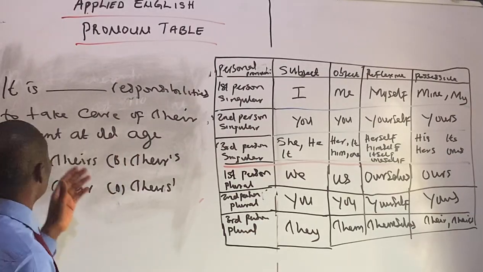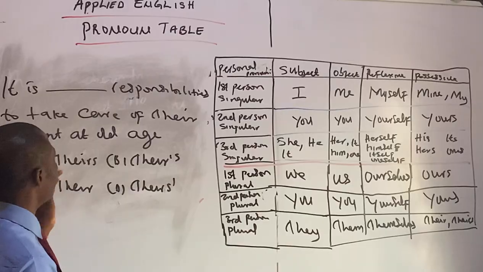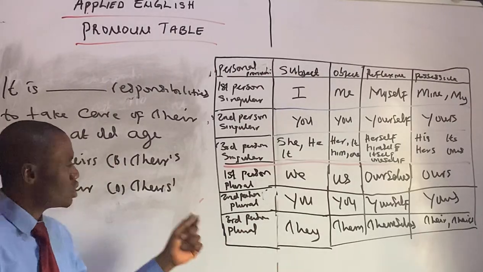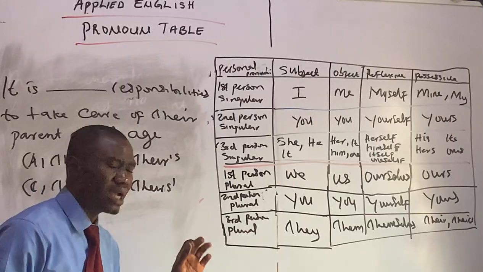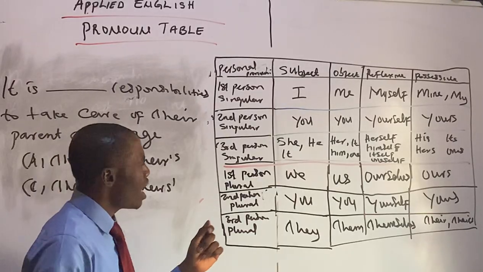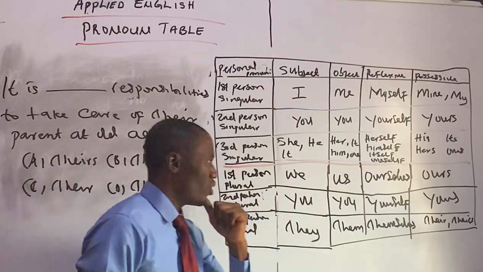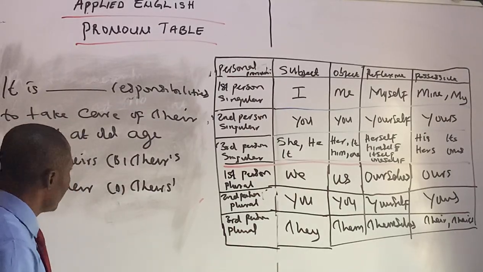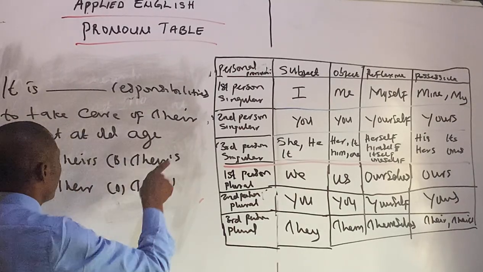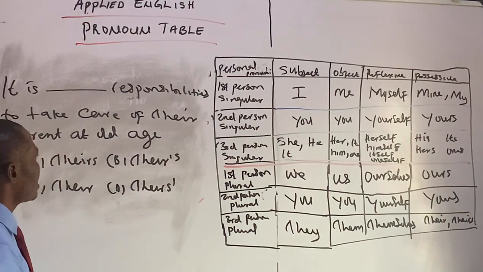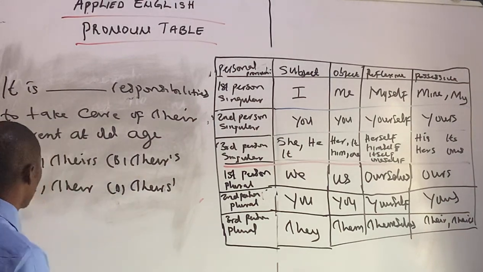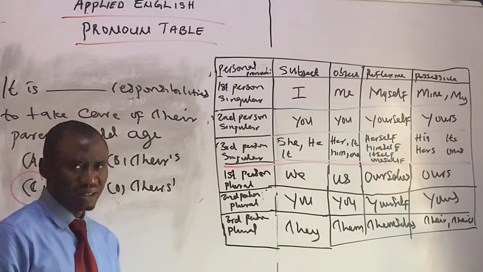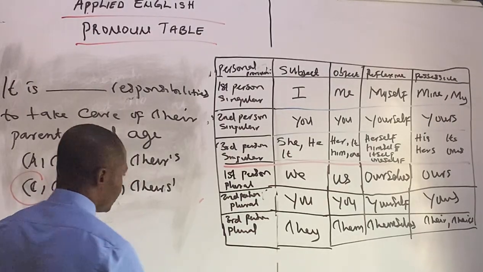Now, we are going to examine the sentence before we answer the question. It says, it is that responsibility to take care of their parents at old age. It's talking about the third person plural. Are we to use their or theirs? Well, you should understand that the right answer there is without apostrophe. Take away all those that have apostrophe. So we're going to be using their, which is the right answer. Let's do one more.